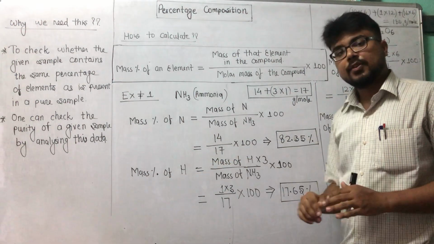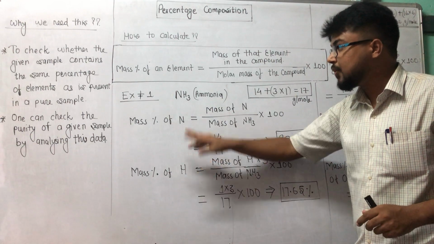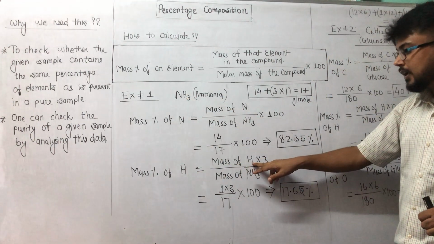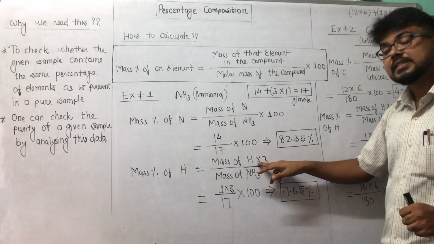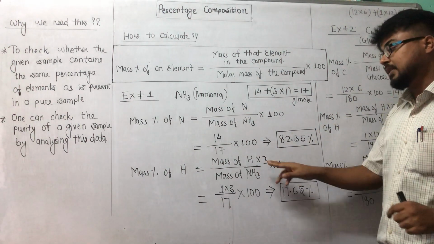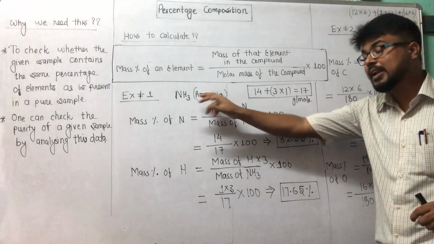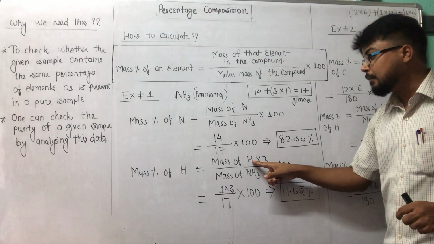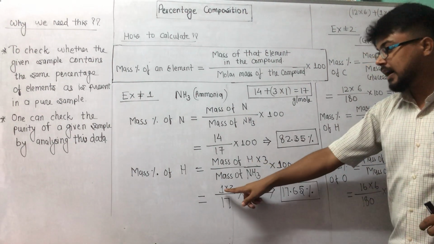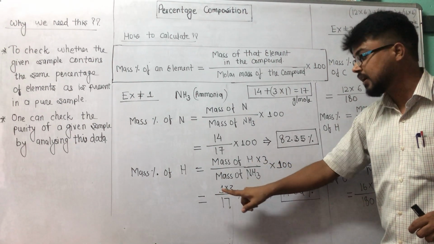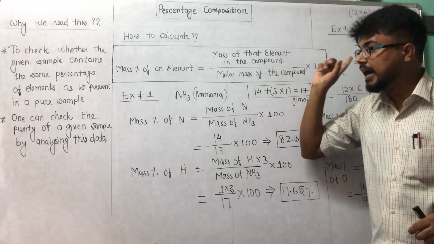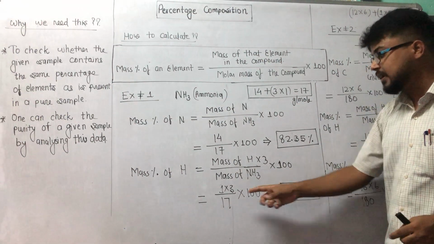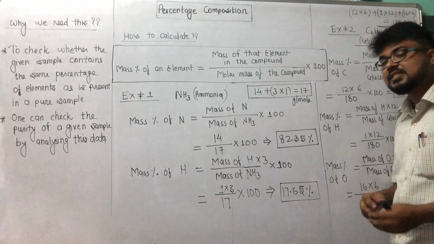Next is hydrogen. Because in ammonia there are 3 hydrogen atoms, I have to multiply the mass of hydrogen by the factor 3. So the mass of hydrogen is how much? It is 1, and the total number of hydrogen atoms in ammonia is 3. So 3 divided by 17 multiplied by 100, I will get 17.65%.